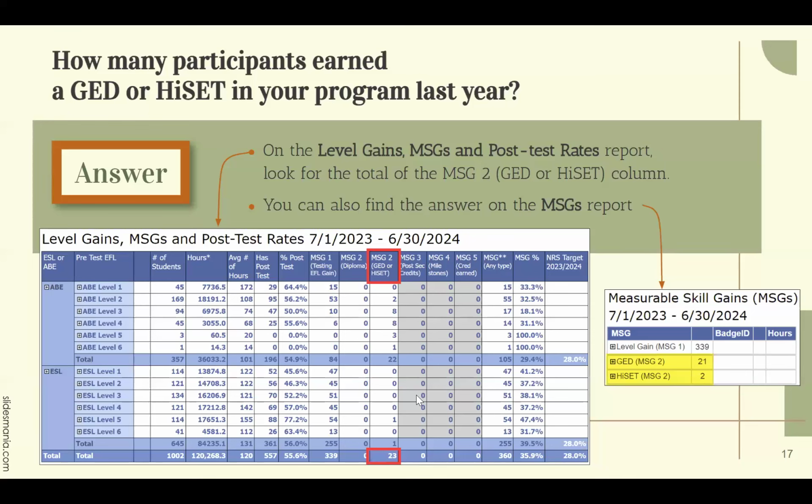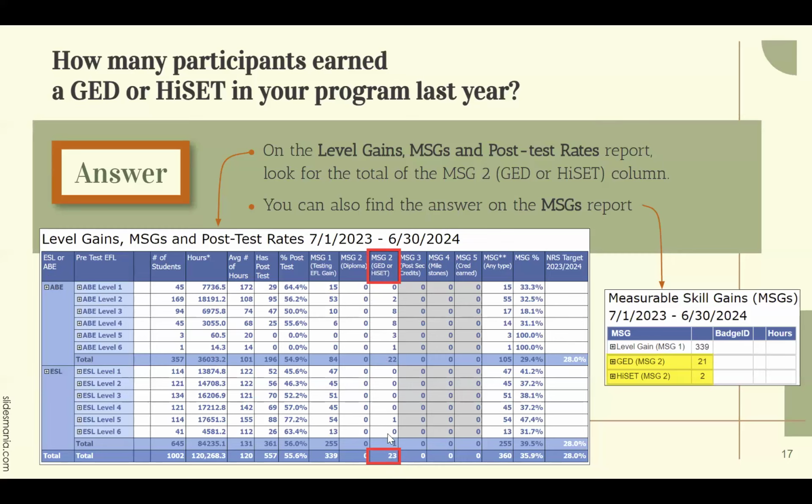Yes, we have that highlighted here. Sorry, same report. This column now is highlighted in red, so you can see. We also, if you want to see who those students are, the problem with the level gain report is you have hundreds of students, maybe 1,000.